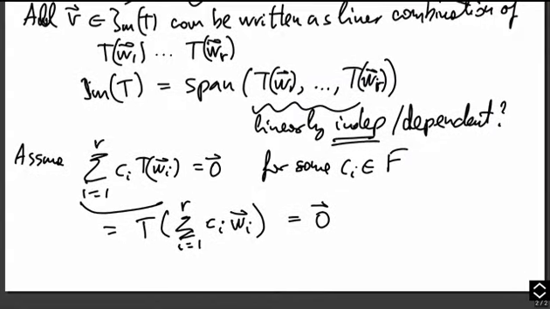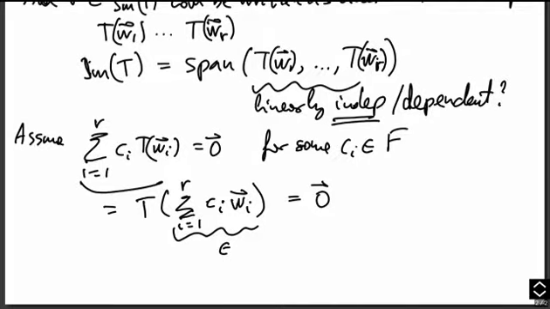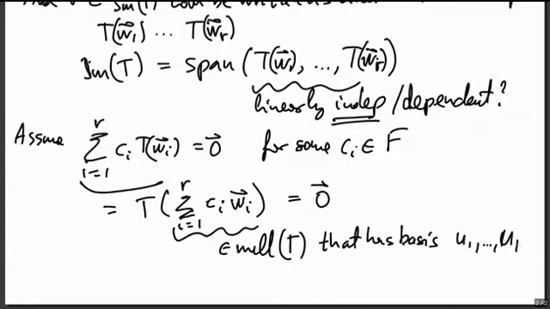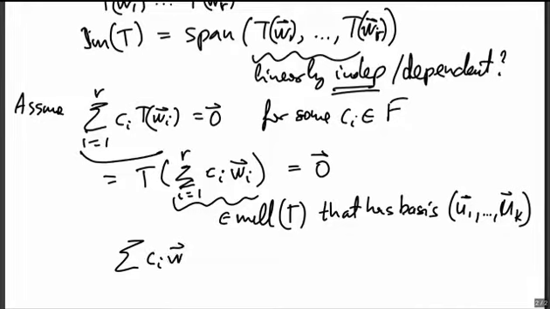But then what we have is that according to the definition of the null space, this linear combination is in the null space that had basis U1, UK vectors. So then that means that this sum, since it's in the null space, can be written as a linear combination of the basis elements of the null space, for example with coefficients di.